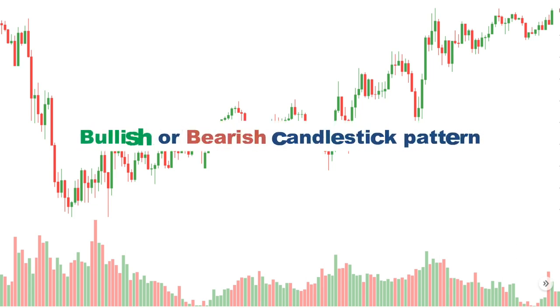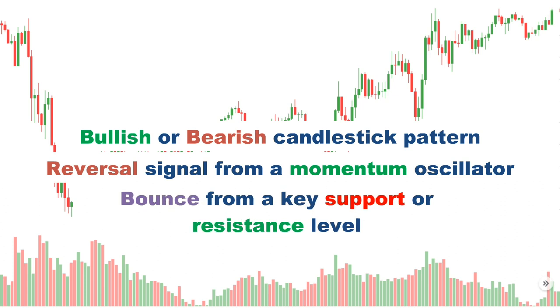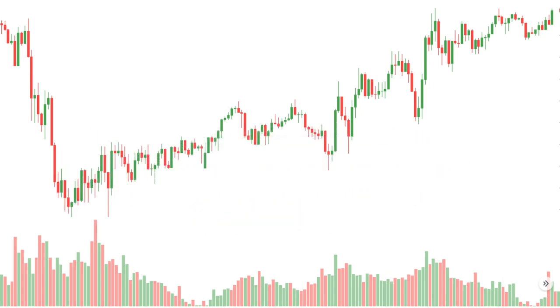Traders should look for a bullish or bearish candlestick pattern, a reversal signal from a momentum oscillator, or a bounce from a key support or resistance level as a confirmation signal before entering the market. This will help ensure that the pullback is not a false signal and that the trend is likely to continue in the intended direction. Now let's take a look at a few examples to understand how the strategy works in practice.